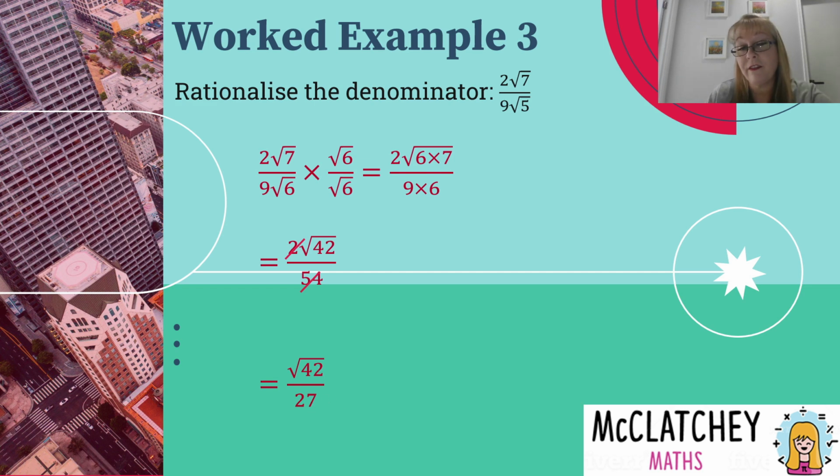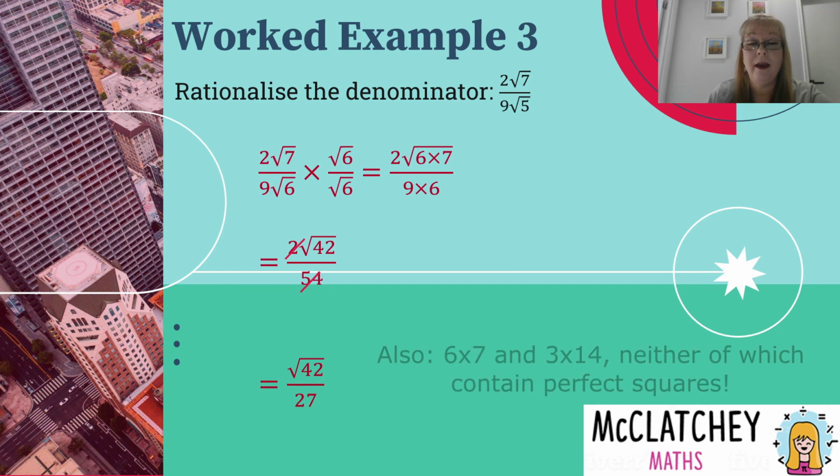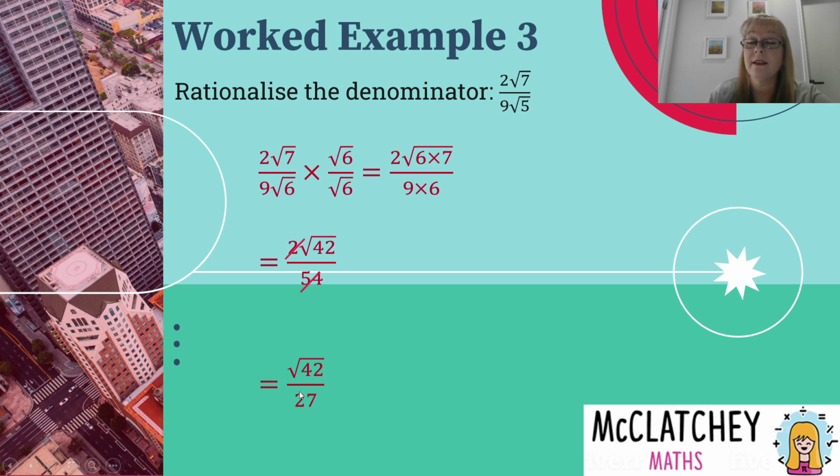Now if I think about the factors of 42, it could be made up of 21 times 2, and that's about it. 21 is not a perfect square, and neither is 2. So I can't actually divide anything else into that and get a nice even result. So no, I can't simplify that. That is just a surd on its own.